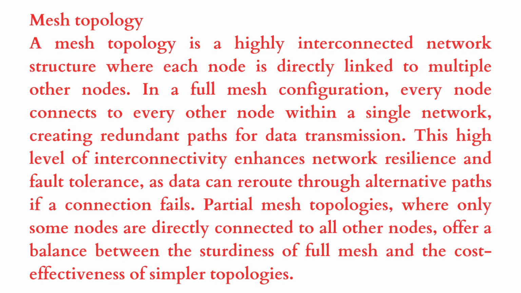Mesh topology. A mesh topology is a highly interconnected network structure where each node is directly linked to multiple other nodes. In a full mesh configuration, every node connects to every other node within a single network, creating redundant paths for data transmission. This high level of interconnectivity enhances network resilience and fault tolerance, as data can reroute through alternative paths if a connection fails. Partial mesh topologies, where only some nodes are directly connected to all other nodes, offer a balance between the sturdiness of full mesh and the cost-effectiveness of simpler topologies.